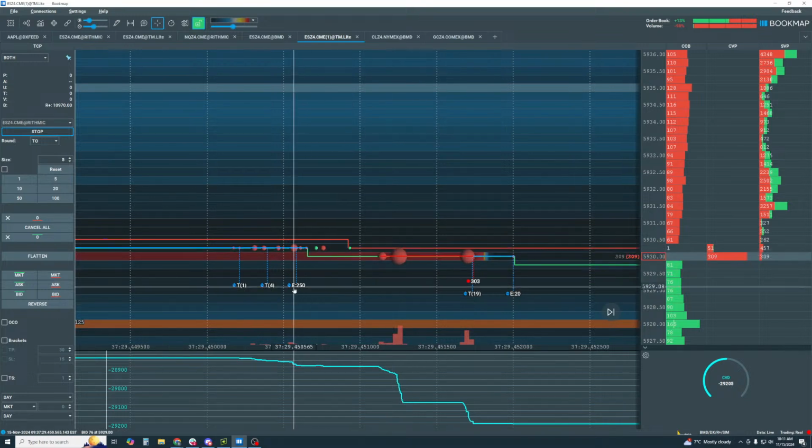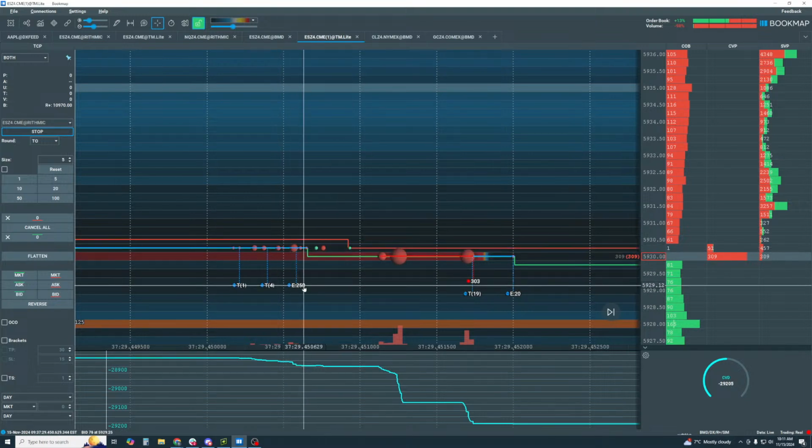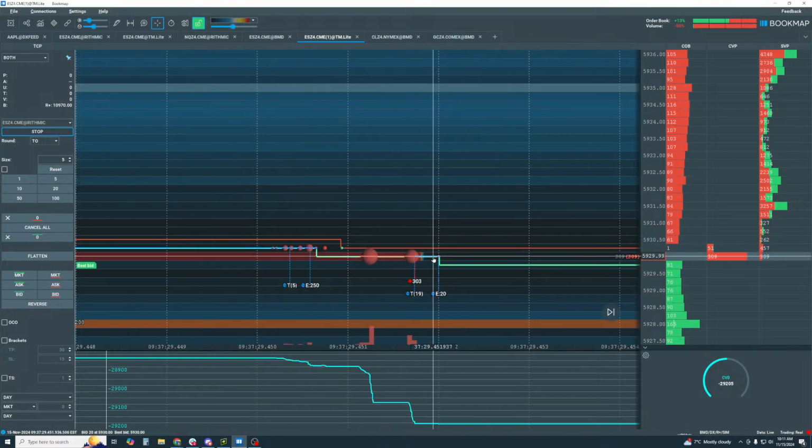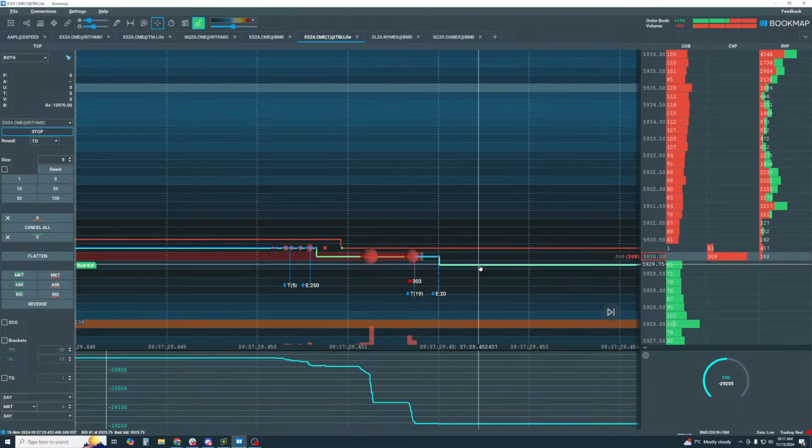Right now, we have an iceberg detector along the way. Look at this, an iceberg getting filled right in front of that high liquidity here for 250 contracts. We have another one right after that as well, just executed for 20.